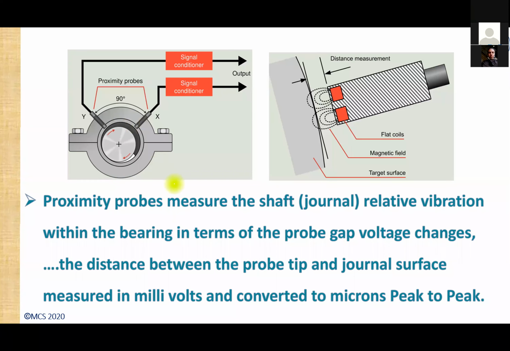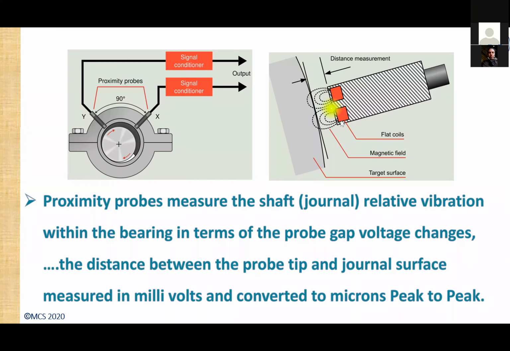And what the proximity probes do is measure the shaft journal's relative vibration within the bearing in terms of the probe gap voltage changes. So when the shaft is moving towards the probe, as seen in this particular picture, this is the probe tip with the coil.